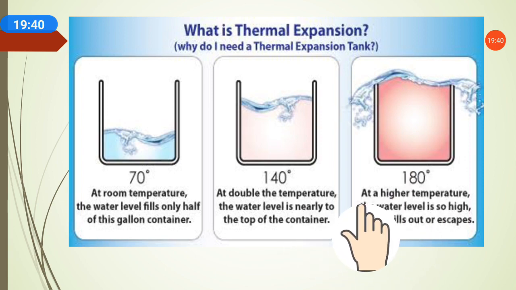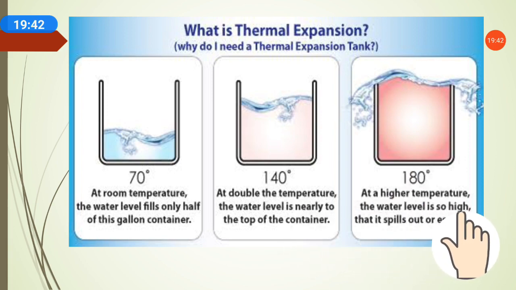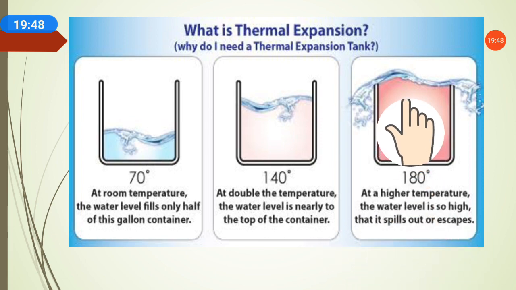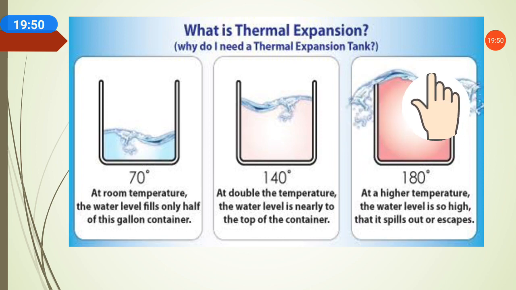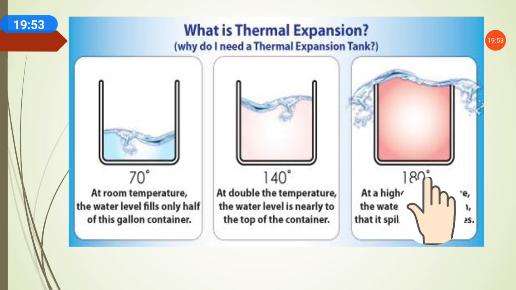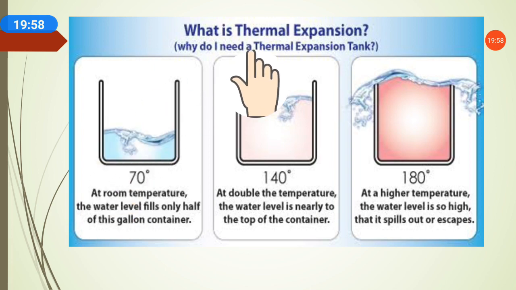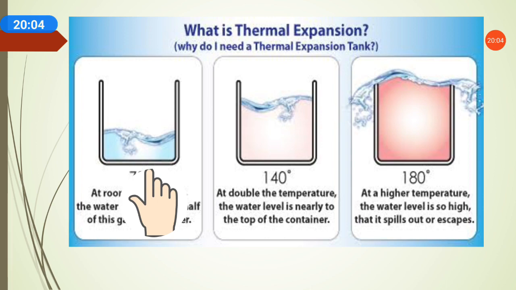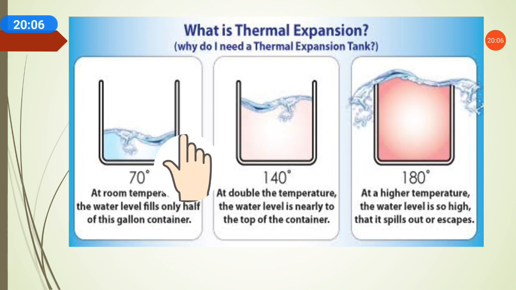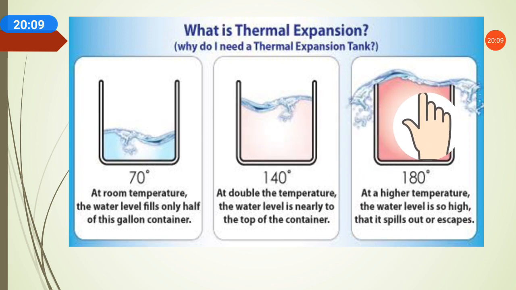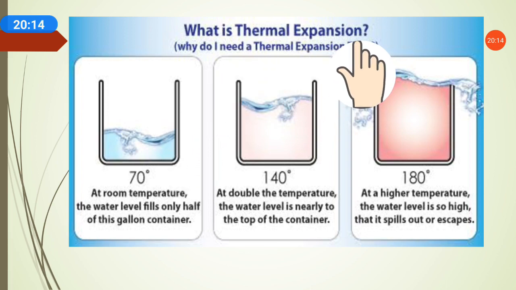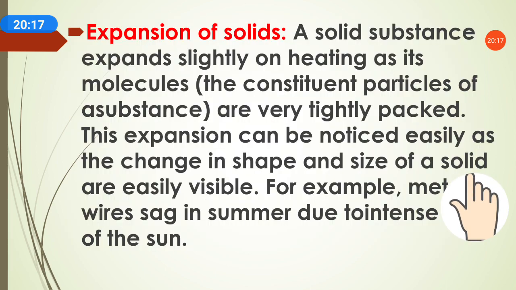Similarly, if you increase the temperature more, at a higher temperature the water level is so high that it spills out or escapes, meaning the water starts coming out of the container. So in this way expansion comes on heating any object or increasing the temperature. This is a clear example of thermal expansion. When you give heat to any matter or object, its volume starts to expand, and in this way it goes into expansion. So this is thermal expansion. I hope I am clear to you.